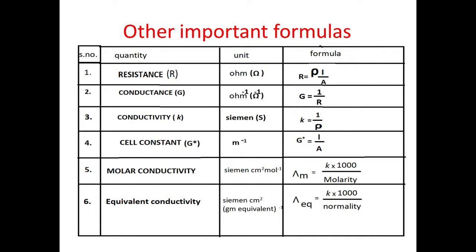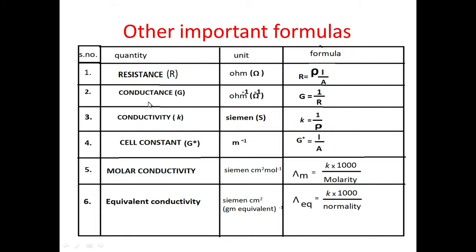Come to the next. Some other formulas that you will learn in class 12, and some of them are new for the newcomers. You can see here, these are the quantities, these are the units, and these are the formulas. So you have to learn each and every formula. First you see resistance, which is represented by capital R, and the unit in which it is measured is ohm. The formula is rho L upon A. Rho is resistivity, L is the length of wire, A is the cross section area.